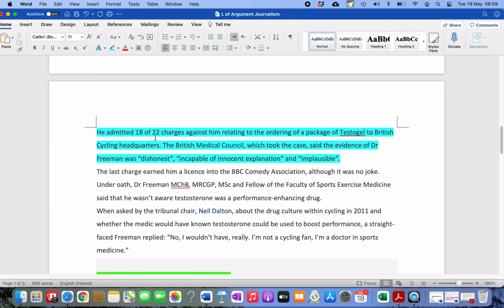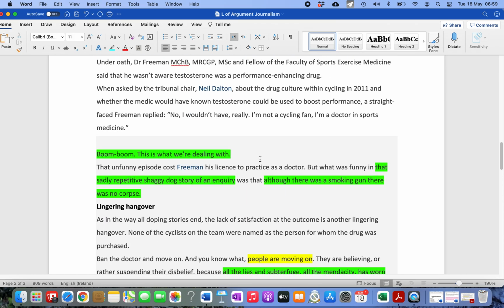Look, he admitted 18 of 22 charges against him relating to the order of a package of testicle, excuse me if I mispronounce that, to British Cycling Headquarters. The BMC, which took the case, said the evidence of Dr. Freeman was dishonest, incapable of innocent explanation, implausible. What are they? Quotes. So this man has done his research. Okay? He has done his research. He knows his detail. And he fills the passage with detail.